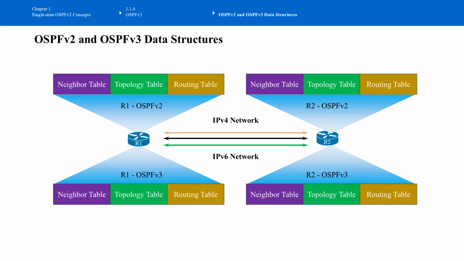The important point to remember is that the operation is almost identical. Both versions discover neighbors, exchange routing information, build topology tables, and calculate the best path using the SPF algorithm. The only major difference is which IP version they support. OSPFv2 supports IPv4, and OSPFv3 supports IPv6. Everything else works in almost the same way.